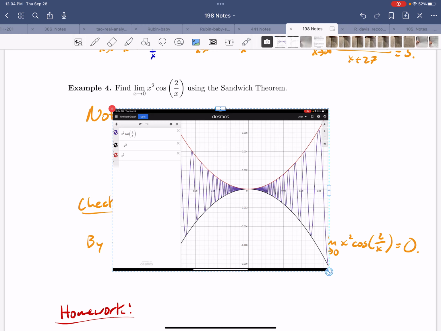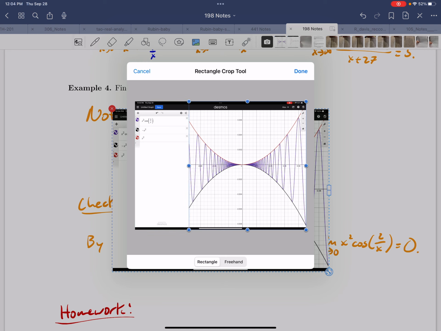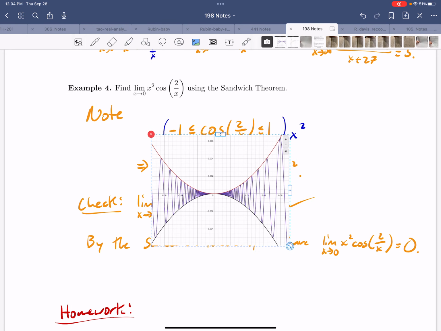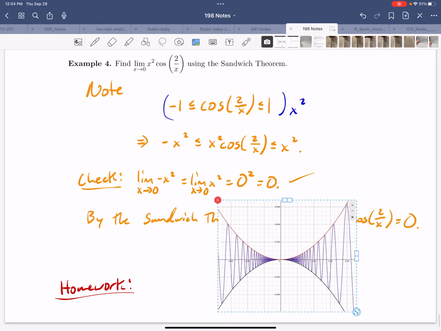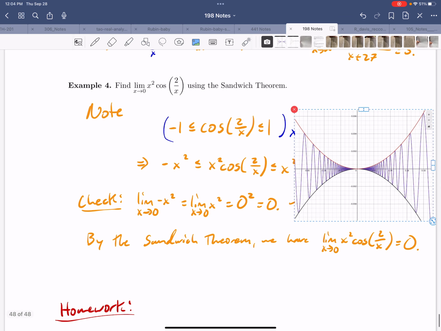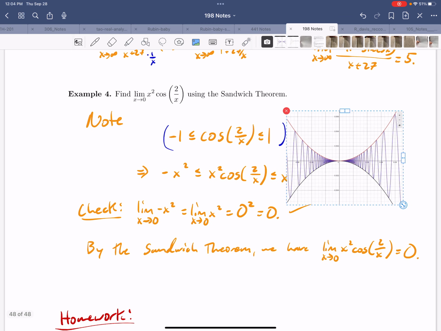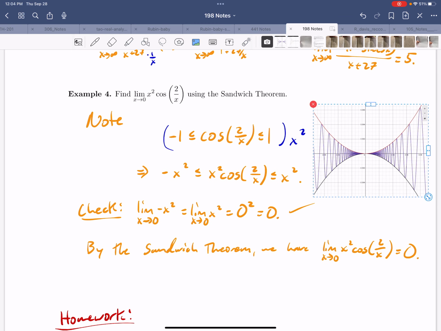So let's just paste that image right in here. Give it a nice little crop. And there we go. Where should we put this? Maybe a little tighter there. And there we go. All right.